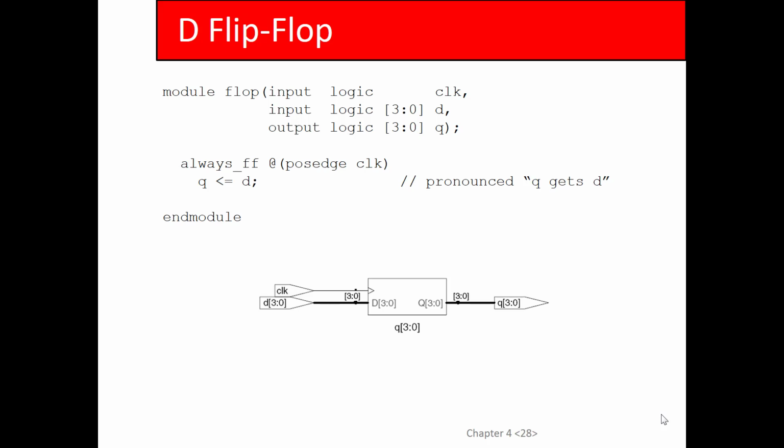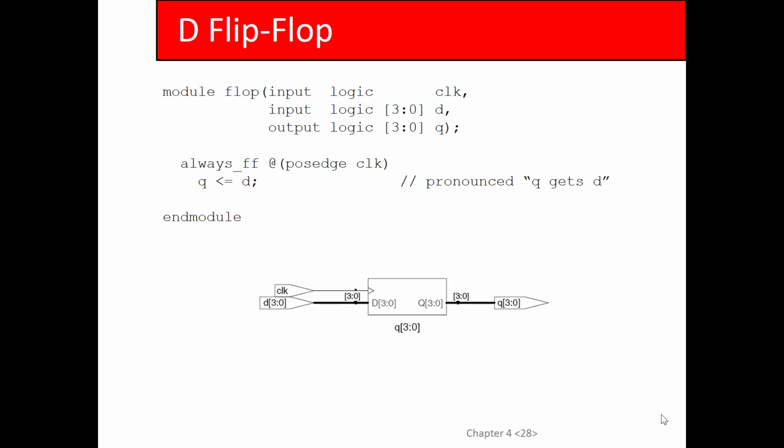It's saying always_ff at posedge clock, and then inside the always statement, it's assigning Q gets D, assigning D to Q. Now notice that the assignment looks different. It looks like an arrow here. And I'll talk about that more in just a minute. Also notice that D and Q are 4 bits, so this is a 4-bit register. Everyone with me? So we can try this out pretty easily.